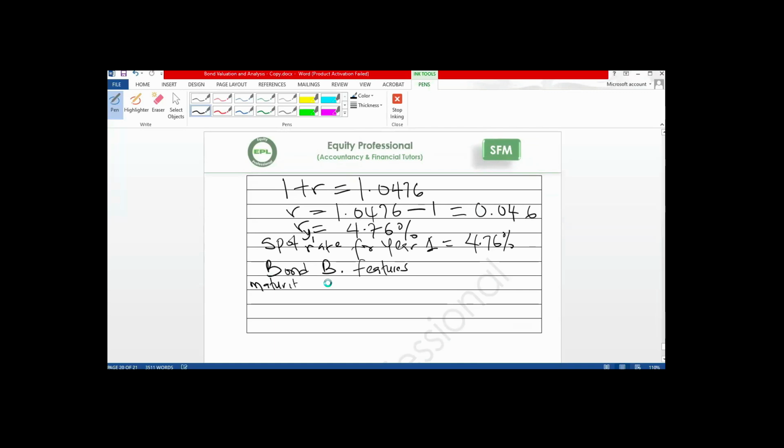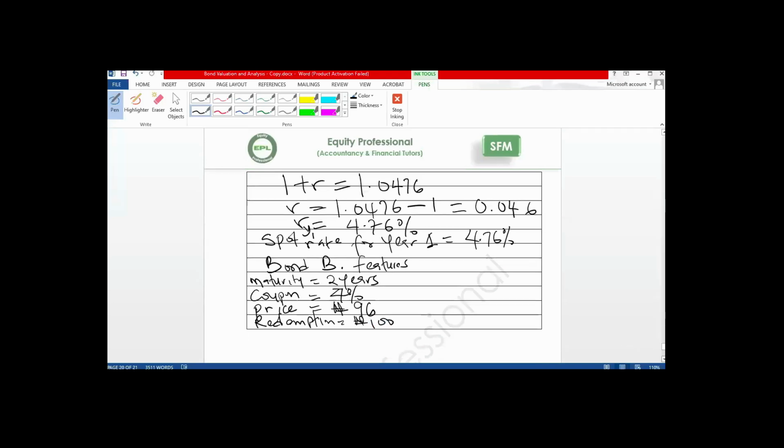Maturity is 2 years. What is the coupon? 4%. Then, what is the price of bond B? 96 naira. Redemption for bond B? 100 naira. The face value is standard, it is 100.